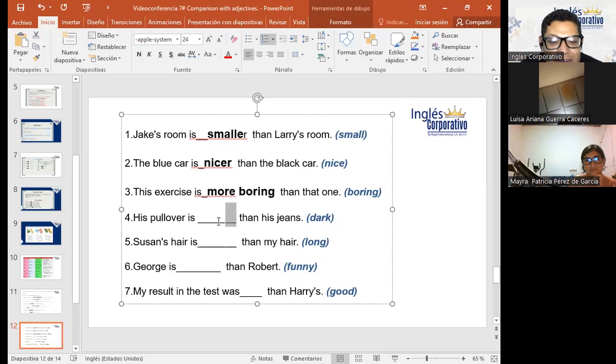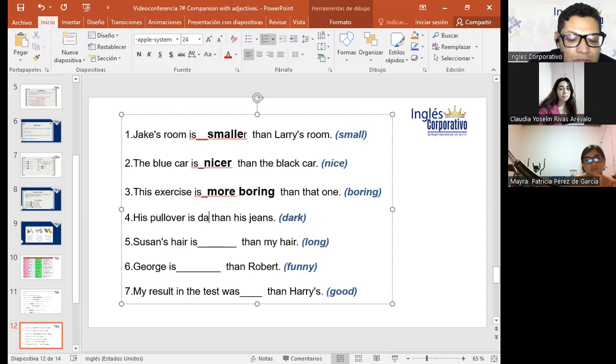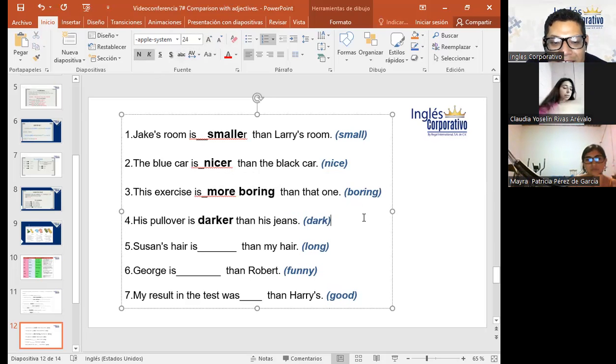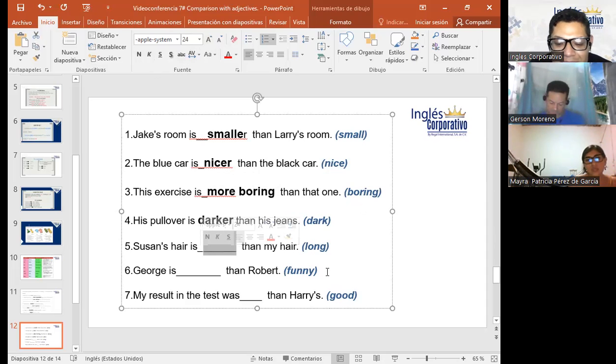Number four, look at this. Look at the number four. Darker. Yes, it's a darker. That's right. Entonces decíamos que his pullover is darker than his jeans. Longer, right?